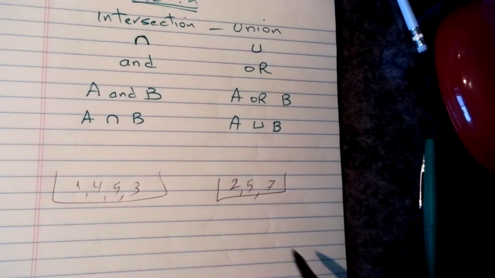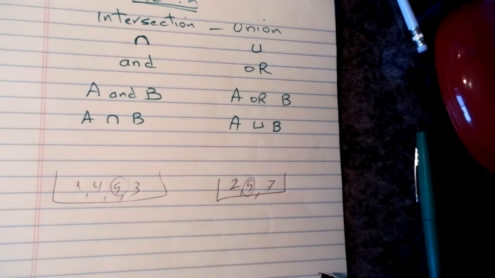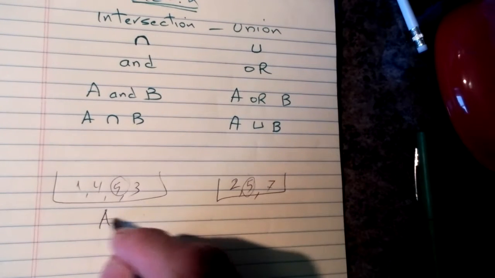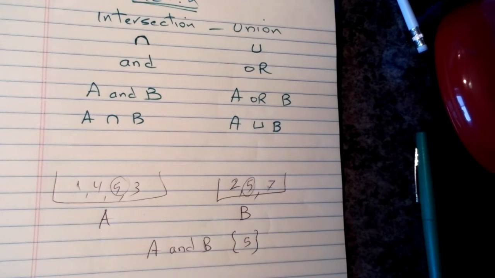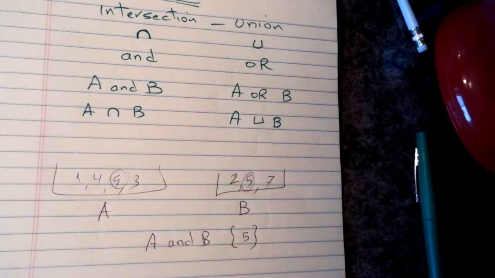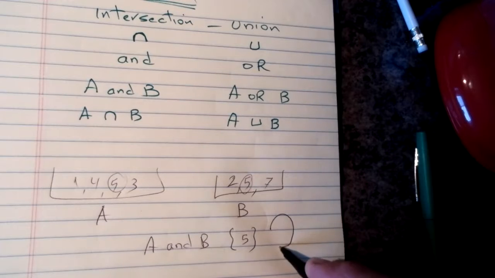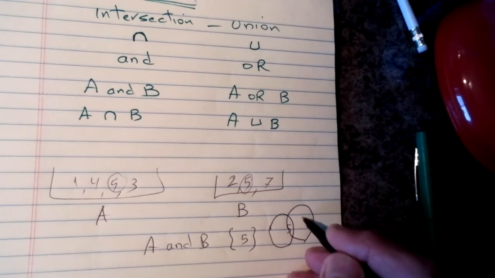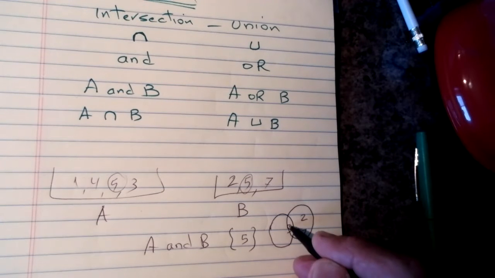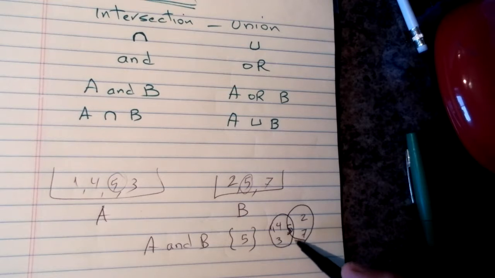Now, these two baskets, what number do they have in common? They both have 5 in common. So if I say this is basket A and this is basket B, A intersection B, or A and B, is just one number, which is 5. What number do they both share? That is the intersection. One is 2, 5, 7. The other one is 1, 4, 5, 3. So they both share this 5 here.